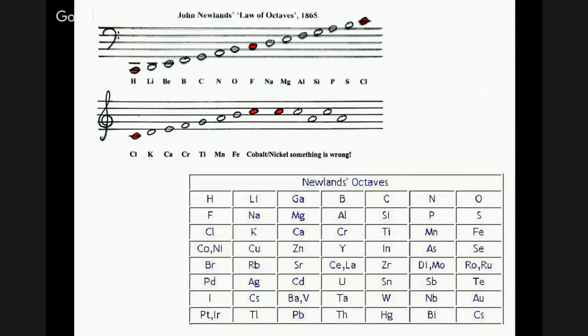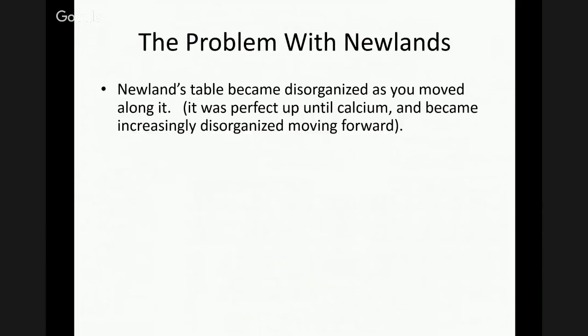But then all of a sudden, you get magnesium, aluminum, silicon, and after manganese, you get iron, and then cobalt, and then nickel, and then things just start completely misbehaving around here. And it no longer fits the pattern. Now, Newlands' table became disorganized as you moved along it. It was perfect up till calcium, and then it gets worse and worse.